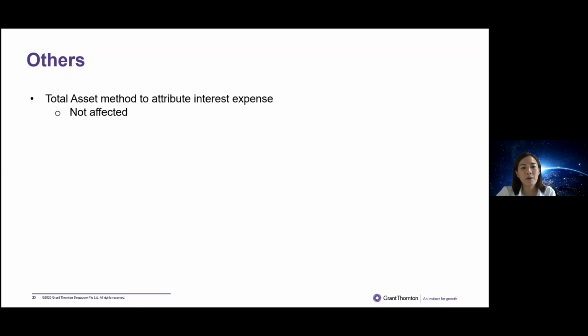So with FRS 116 for the lessee, you will note that for most leases, you would actually recognize a right of use asset. So the question is, if I as a lessee have been computing interest restriction based on the total asset method, will the right of use asset affect my interest restriction calculations?